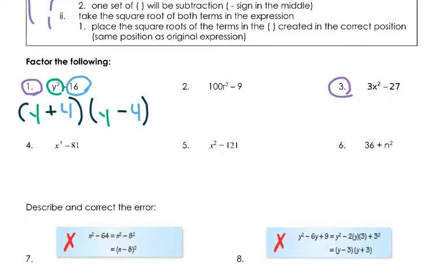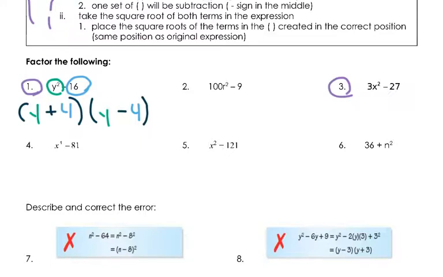The location is important. So my green corresponded with y squared because that was the first term in the expression. And my blue corresponds with 16, which is my second term in the expression. Again, if you always want to check, you can multiply this out.